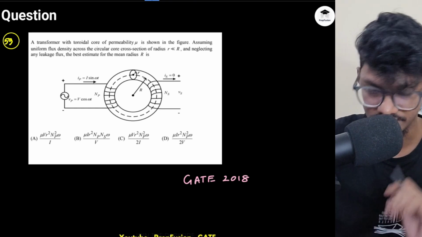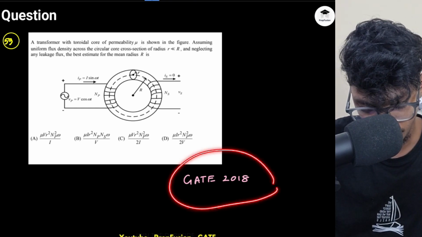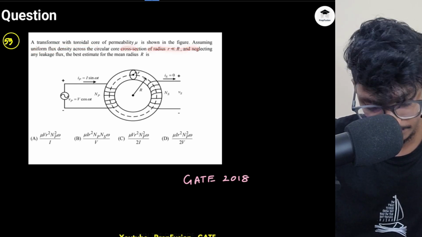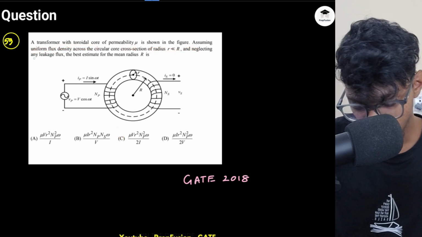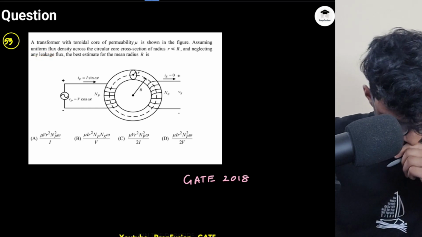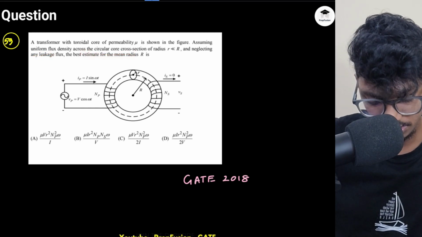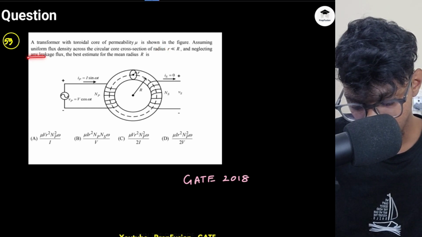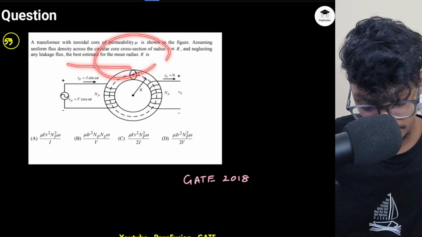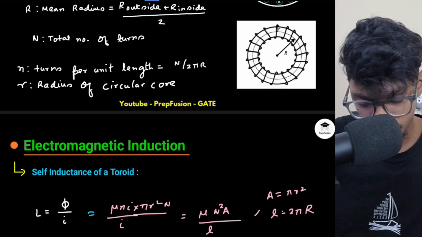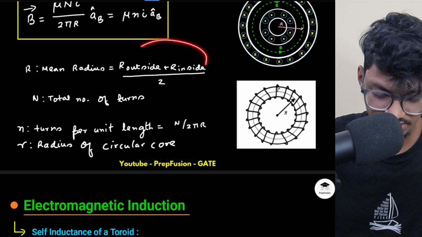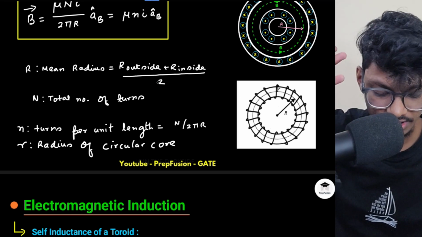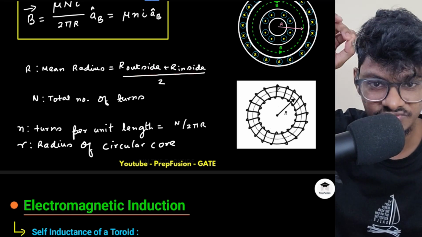So here in the question they have given, this question came in GATE 2018. A transformer with toroidal core of permeability mu is shown in the figure. Assuming uniform flux density across the circular core cross section, radius of r very less than capital R, and neglecting any leakage flux, the best estimate for mean radius. Now this capital R is also known as mean radius, just the average of the outside and inside radius. It is almost equal to capital R. Okay, so these two are almost equal, as small r is very less than capital R.